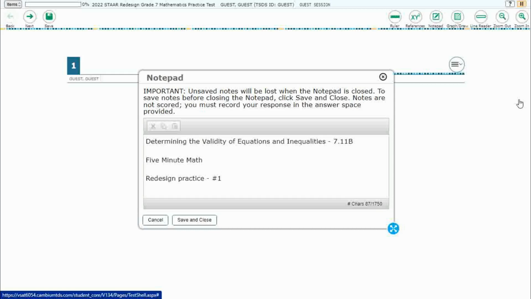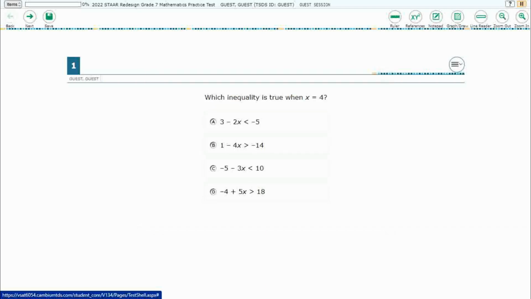Today we are looking at the 7th grade concept of determining the validity of equations and inequalities. This is standard 7.11b in the great state of Texas, and we are using item number 1 off the Redesign Practice Online STAAR test. If you haven't done so already, please go ahead and take a moment to pause the video, work this problem out on your own, unpause it, and we will look at our answers together.